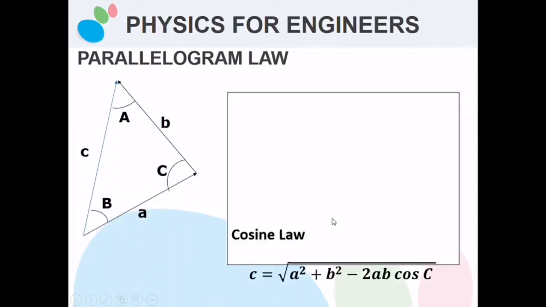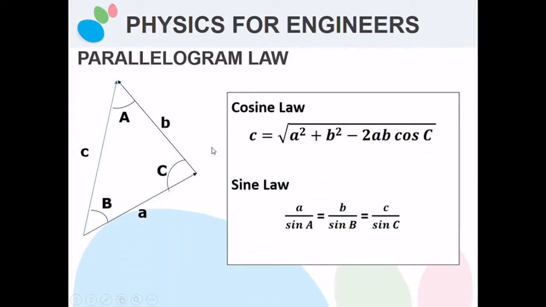So here are the derived formulas, or the two common laws in the parallelogram law, in accordance with trigonometry. We have the cosine law, where the equation is C equals the square root of a squared plus b squared minus 2ab cosine C. And then the sine law: a over sine A equals b over sine B equals c over sine C.